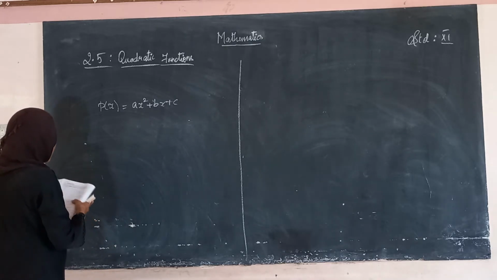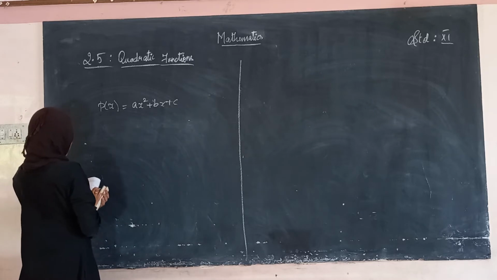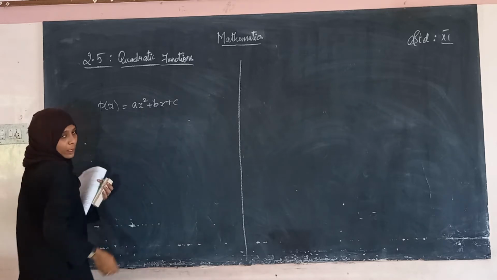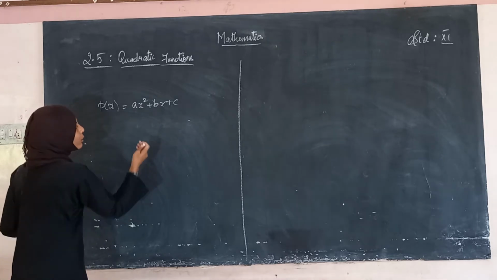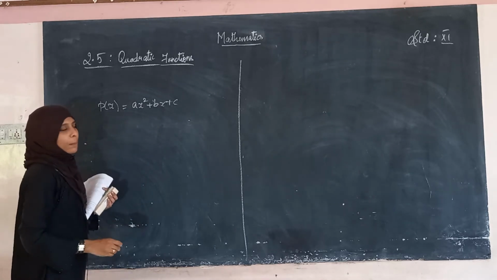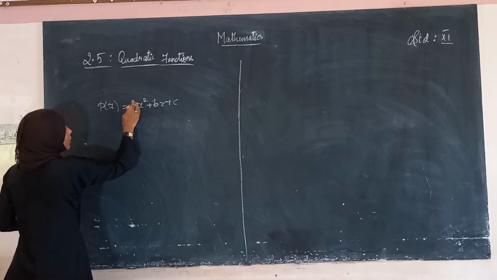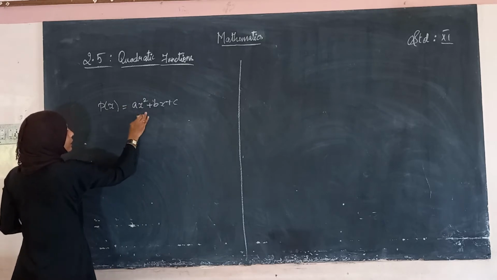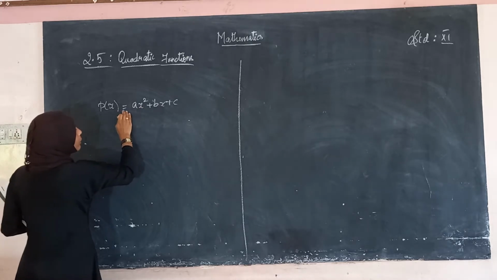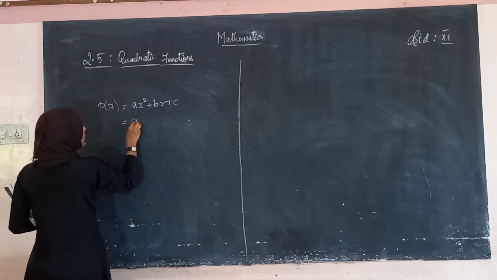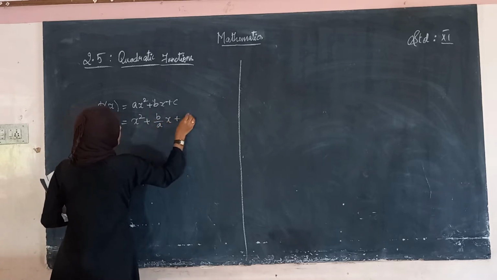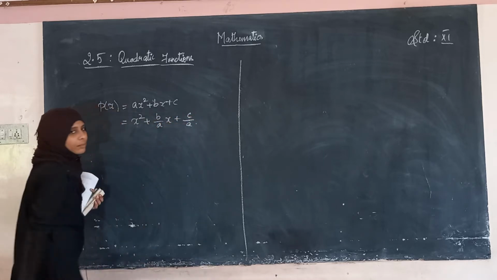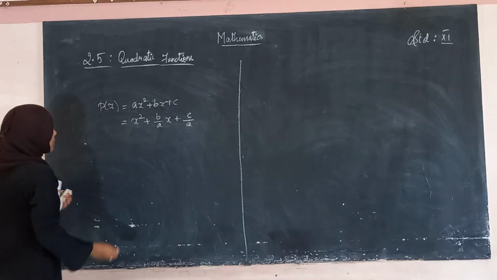Let us take the quadratic function p of x is equal to a x square plus b x plus c. What are the steps of the completing the square method? The first element is the x square element, and its coefficient is a. We have to divide all the elements by a. So we get x square plus b divided by a into x plus c divided by a.